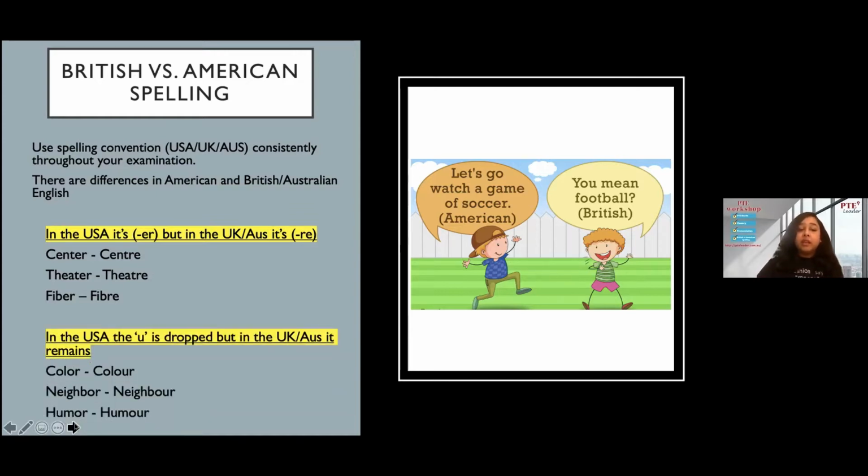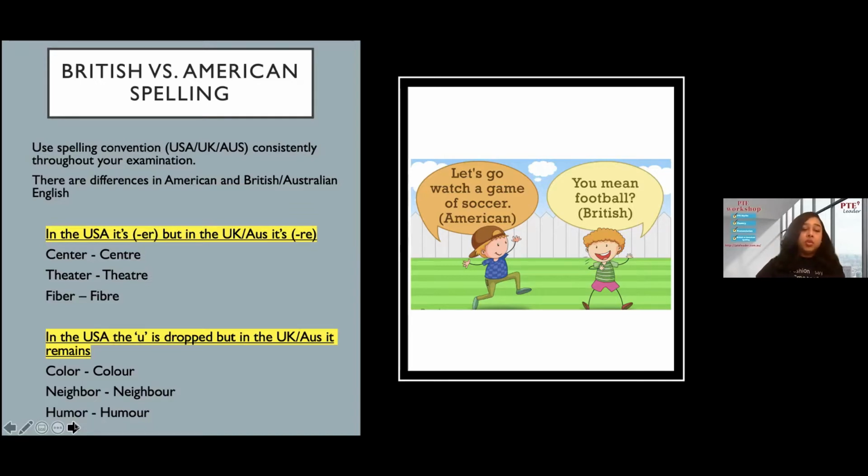The second difference is that when a word has a U in it, that is British spelling. If the word doesn't have a U in it, that is American spelling. For example, in America, people write C-O-L-O-R, color. But here in Australia, we write C-O-L-O-U-R. We include the U in our spellings. Neighbor, humor: H-U-M-O-U-R is Australian or British spelling, but if you write H-U-M-O-R, that is American spelling.